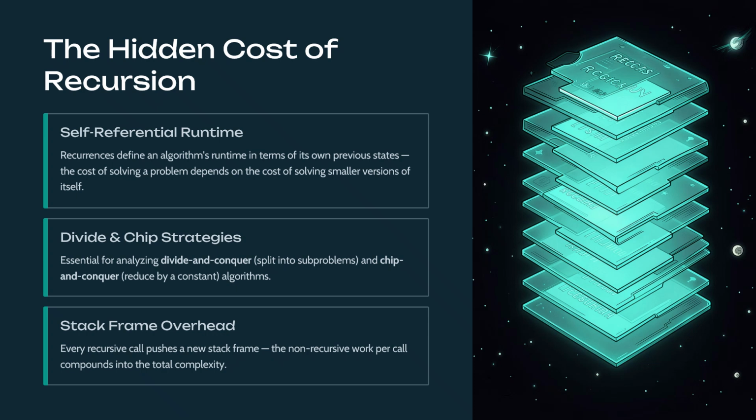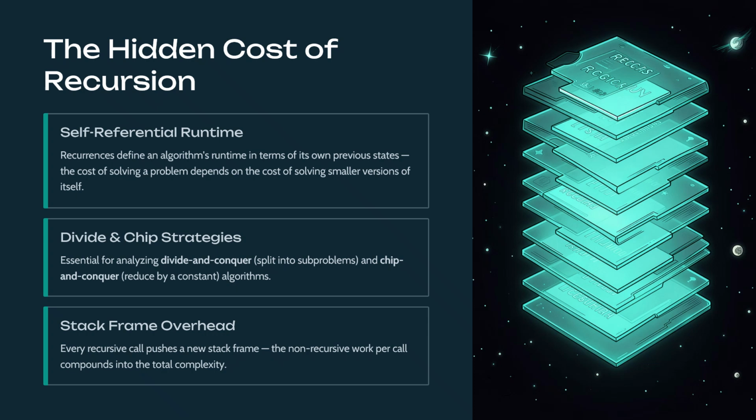The second point is divide and chip strategies. Many recursive algorithms follow one of these two approaches. In divide and conquer, the problem is split into several independent subproblems. In chip and conquer, the problem size is reduced gradually, usually by one element or one constant amount.